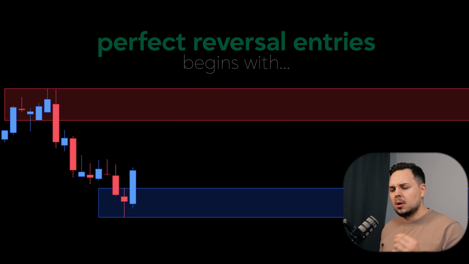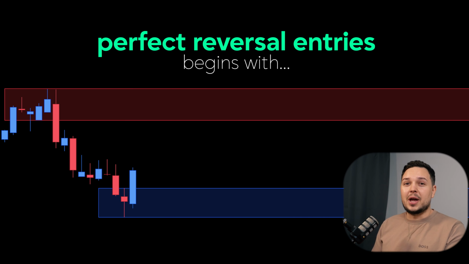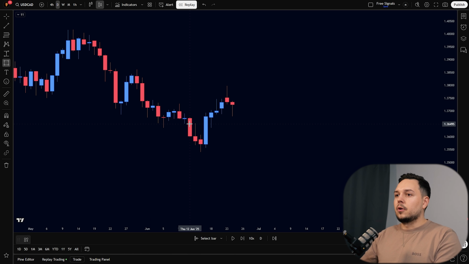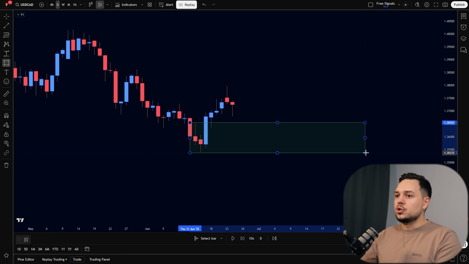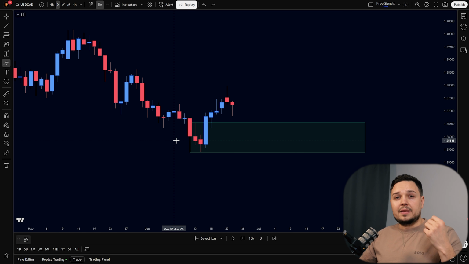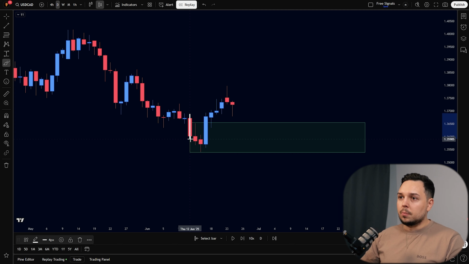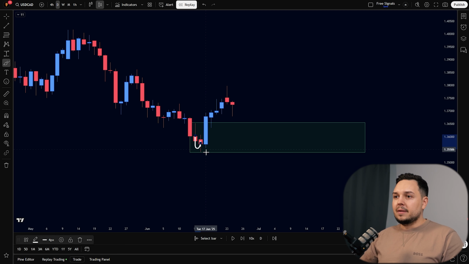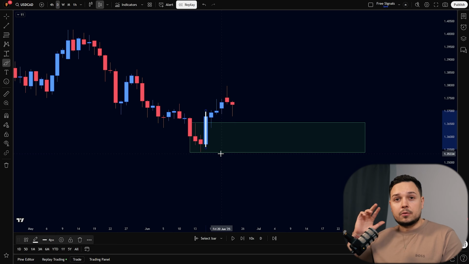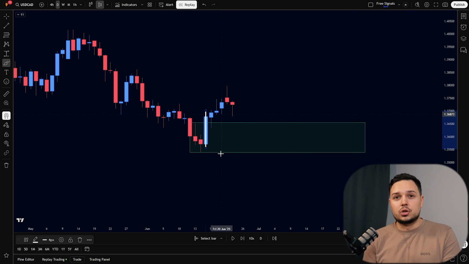Let's jump right in. All right, so to find the perfect reversal entry, you need supply and demand. So on the chart, I can see a demand zone just over here. Beautiful. It's a demand zone because there was a strong push towards the downside, a couple of basing candlesticks as seen over here, and an impulse candlestick towards the upside showing institutional market pressure.